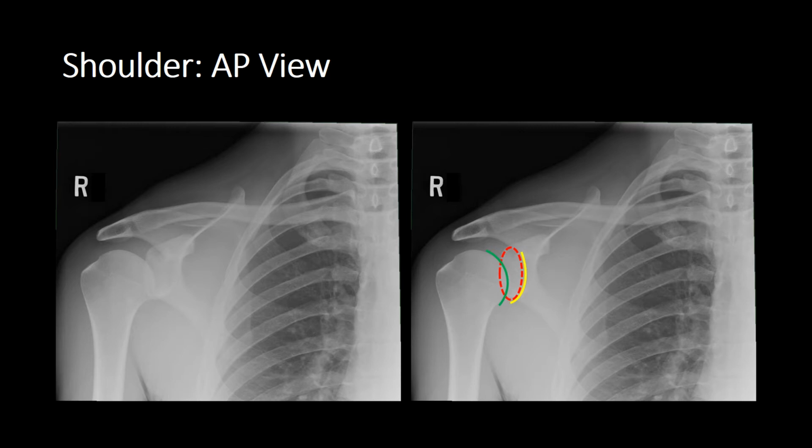So, to reiterate, the medial border of the head of humerus, which is demonstrated as the green line, must overlie the posterior border of the glenoid, which is demonstrated as a dotted red line. However, the medial border of the head of humerus must not overlie the anterior border of the glenoid, which is demonstrated in yellow.